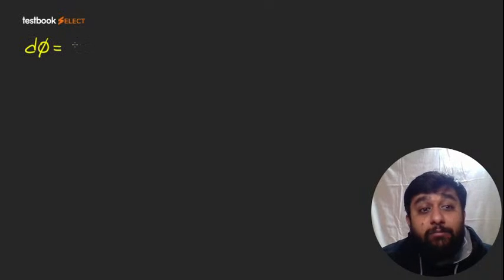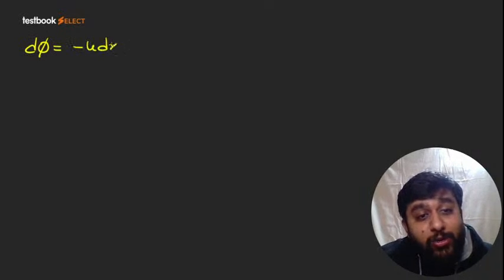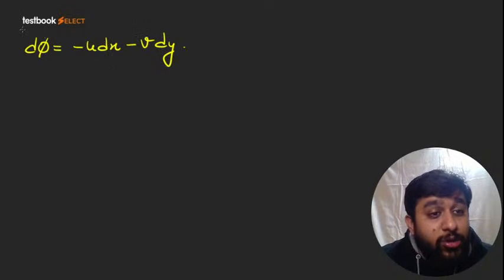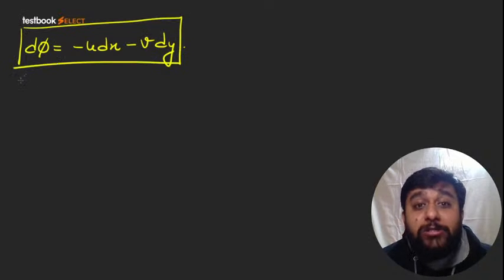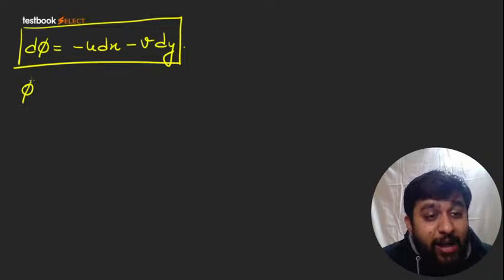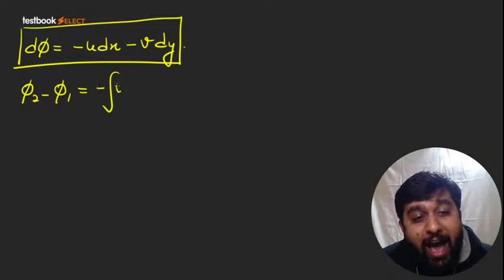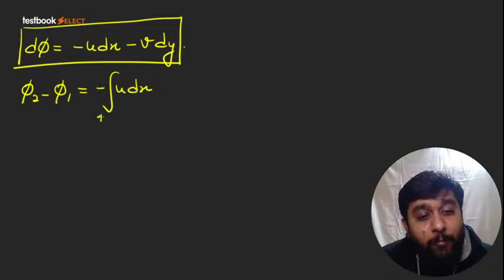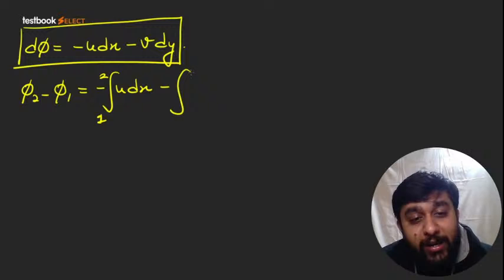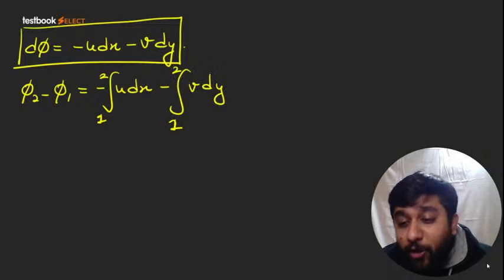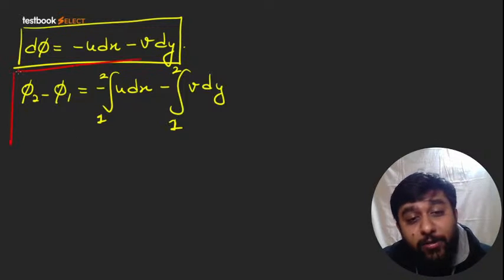So what will happen? D phi will become del phi by del x, that is minus u, dx, plus del phi by del y, that is minus v, dy. So this is the difference of velocity potential function value between two nearby points. If the points are far away, you can simply integrate this equation and you will have minus u dx from point 1 to point 2 minus v dy from point 1 to point 2. This is the difference of velocity potential function value between 2 points.